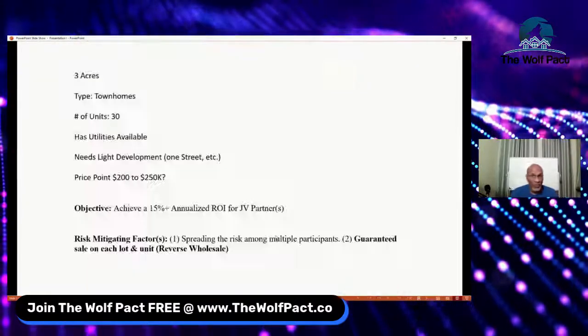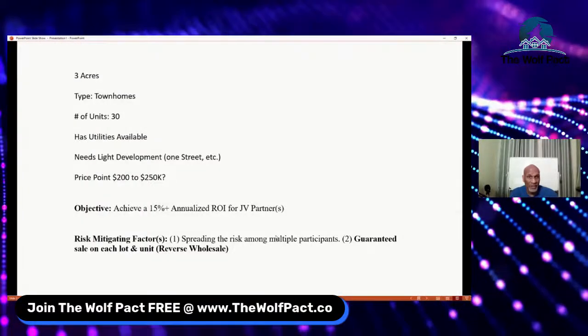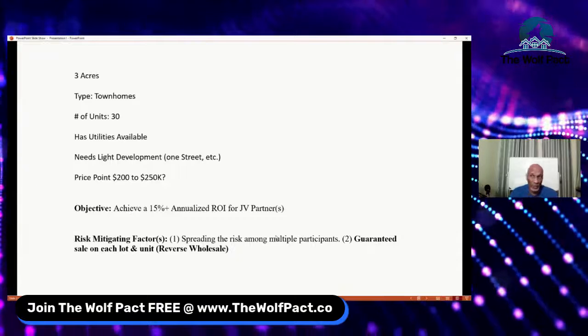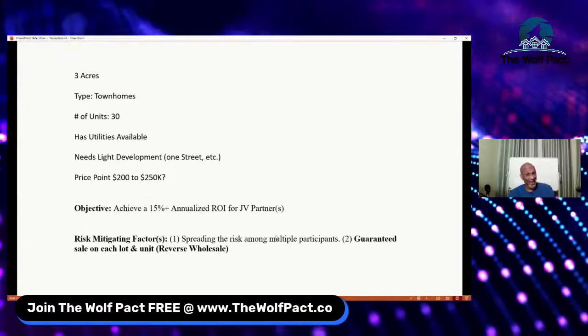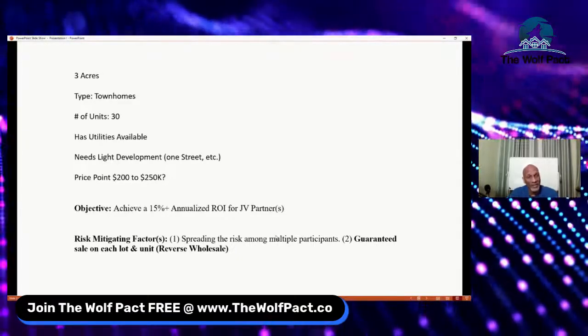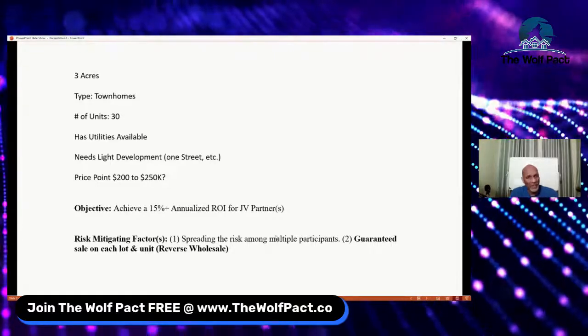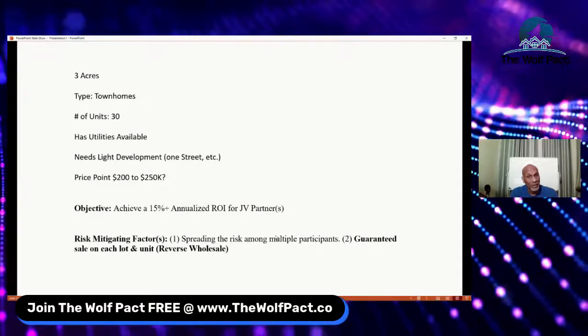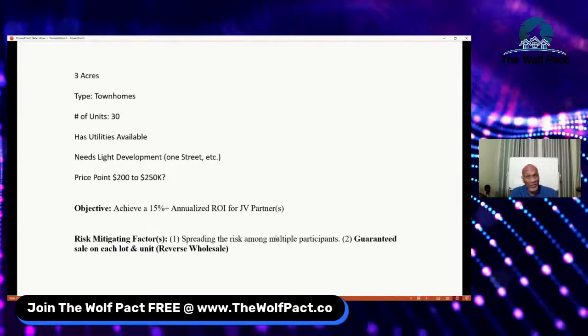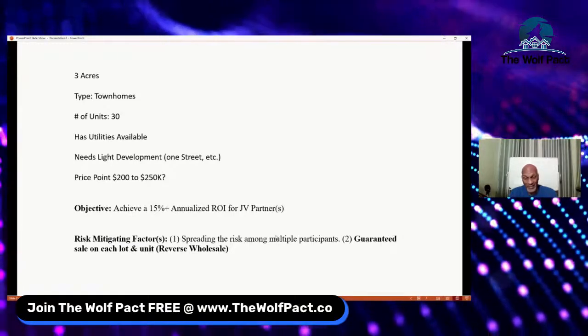And then we went through phase one. Well, here are the specs of the deal. We want to do townhomes. We determined what type of property we want to put on the land. Is it commercial? Is it multifamily? Is it residential? If it's residential, what type of residential? Is it single family? Is it duplexes?